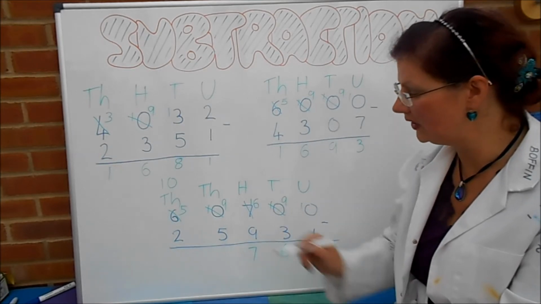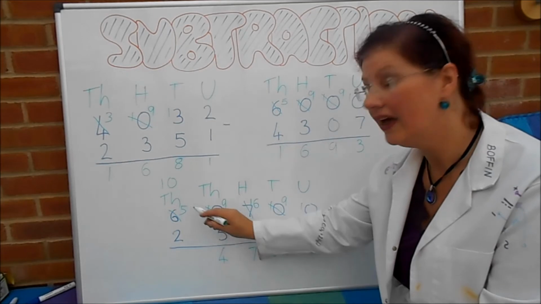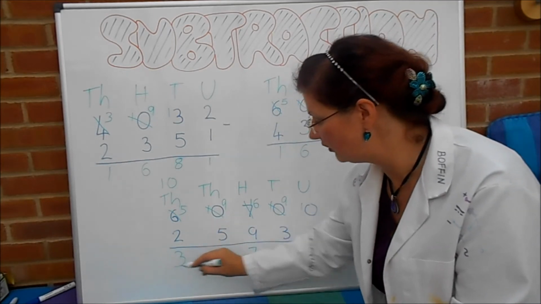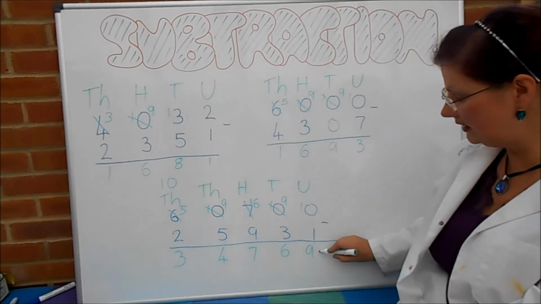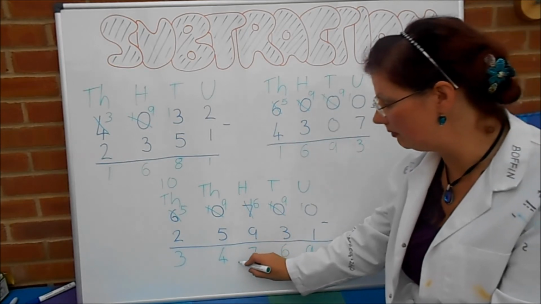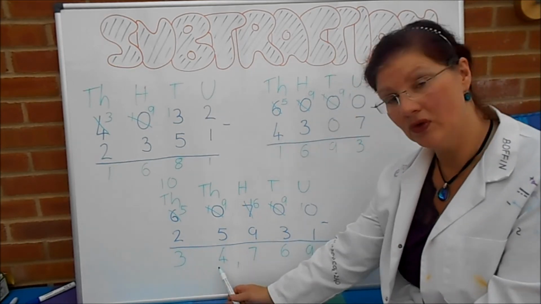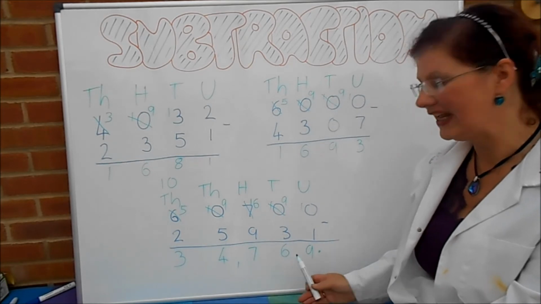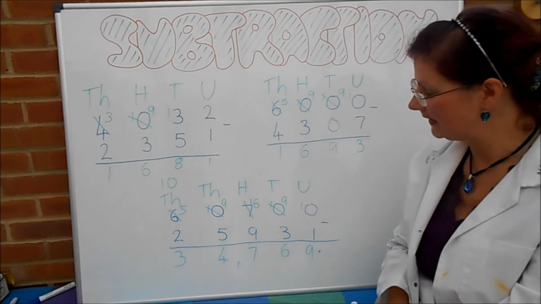Then we have 9 take away 5, which is 4, and 5 take away 2, which is 3. To find out how to pronounce that, here's the decimal point. 1, 2, 3, put a comma. 34,769. So, there you go.